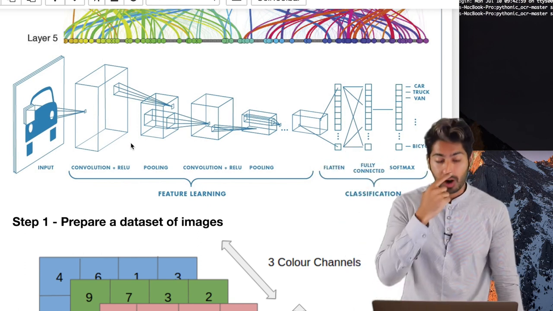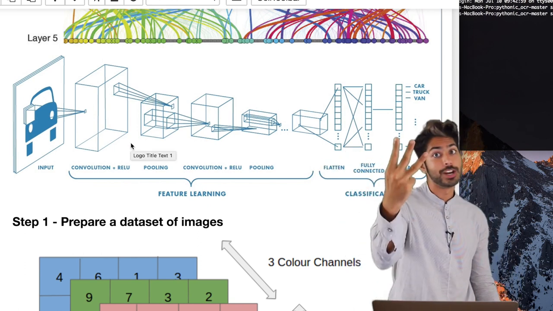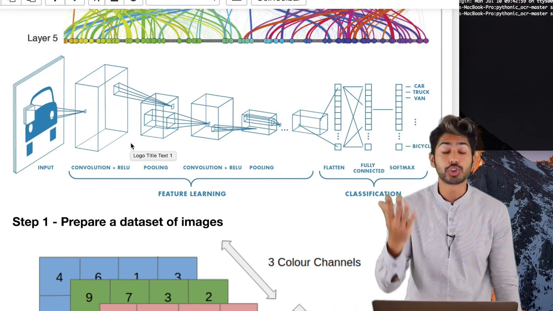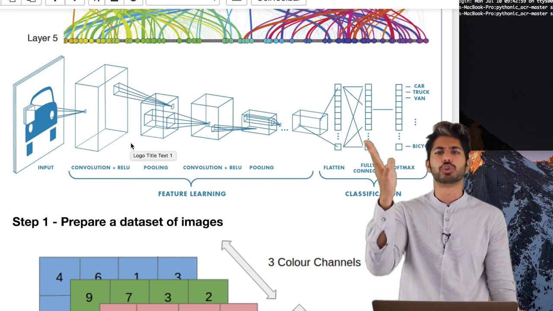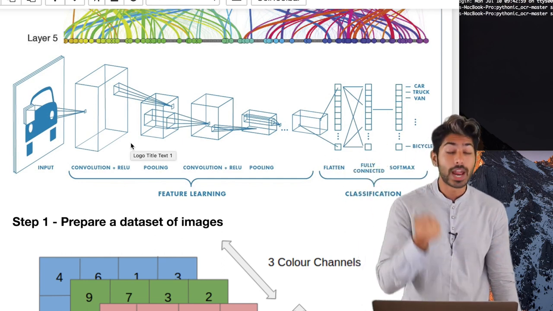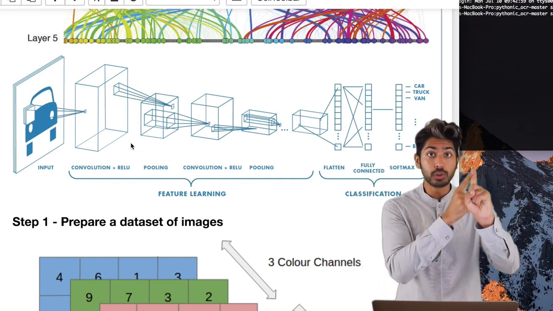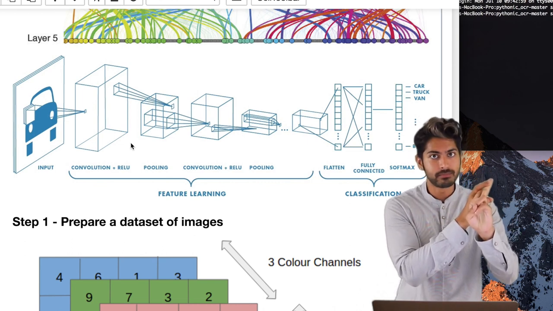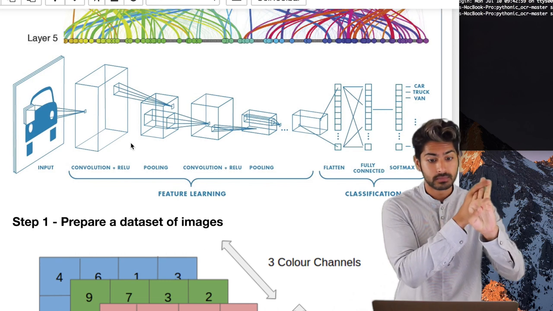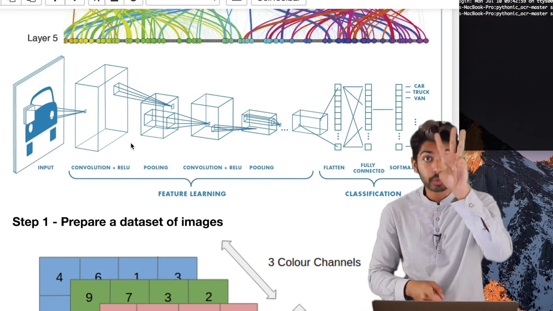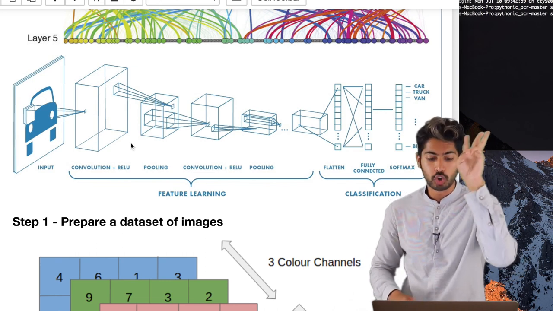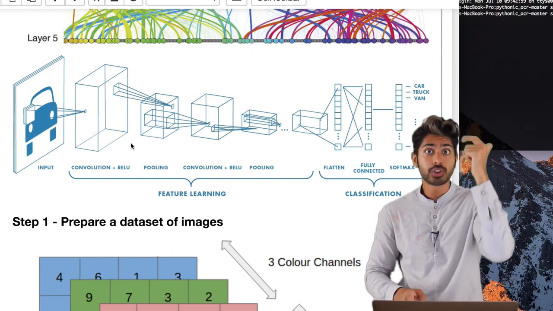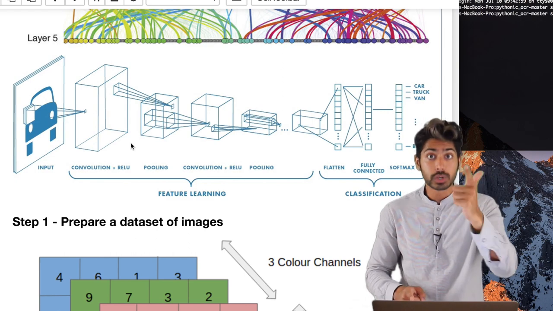And so for the feature learning part, three operations happen over and over and over again. We can call them convolutional blocks. Let's just call them convolutional blocks. I'm coining the term. So what happens is we first apply convolution, then we apply ReLU or any kind of activation, and then we apply pooling. And we repeat that. That's a single block. Three operations in a single convolutional block. So convolution, ReLU, pooling, repeat. Convolution, ReLU, pooling, repeat. Convolution, ReLU, pooling.